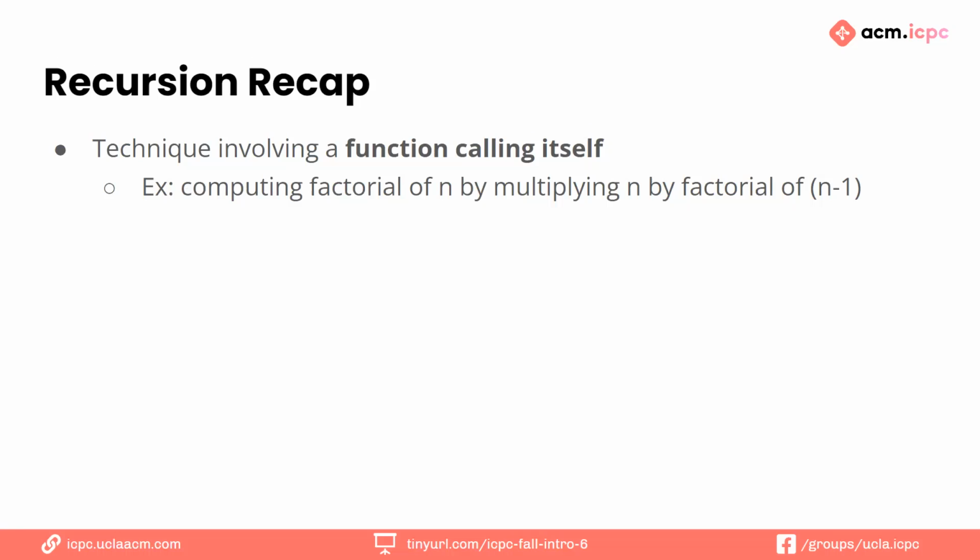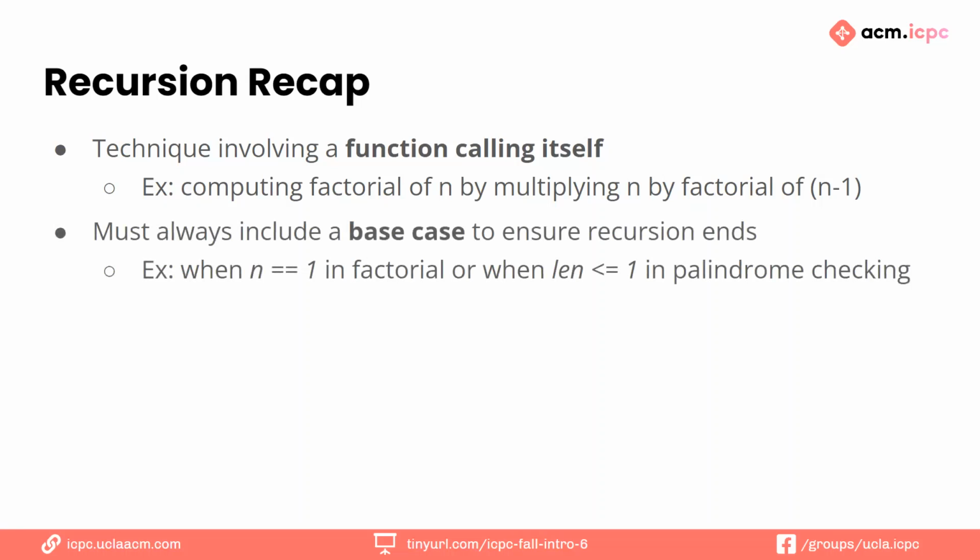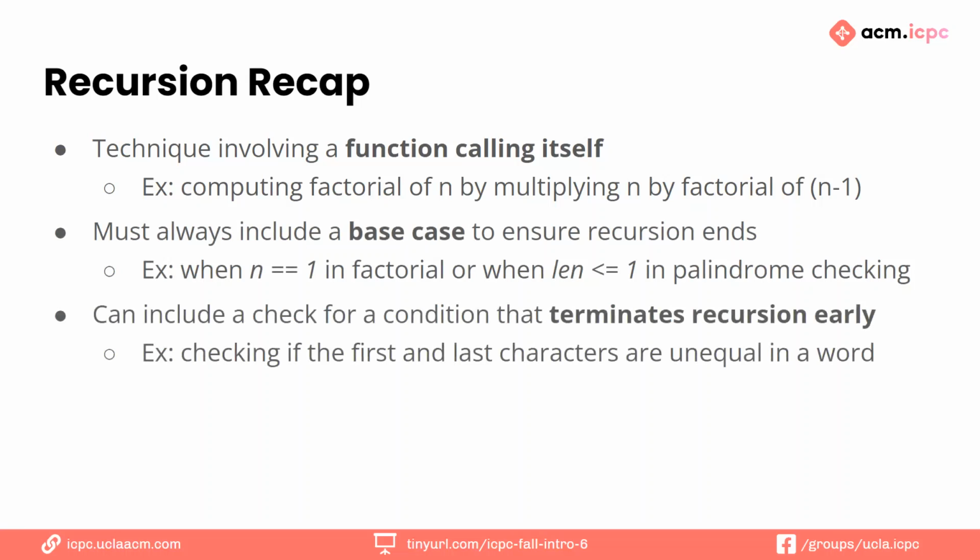So just to go over recursion as a concept in general, it's a technique for a function calling itself. For example, when we use factorial, we multiply n by a factorial of n-1. It must always include a base case to ensure that recursion ends. So this is when n is equal to 1 in factorial, or when length is less than or equal to 1 in palindrome checking. And as we saw in palindrome checking as well, you can also include a check or a condition to terminate recursion early and stop the process before you continue on unnecessarily. So if you ever determine that you've found an answer to your recursive function, then you can just return and recursion can finish at that point.